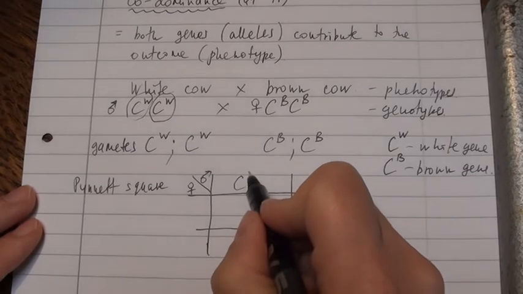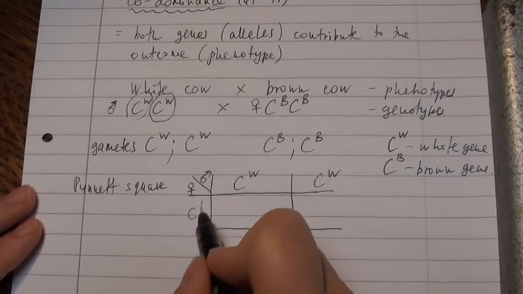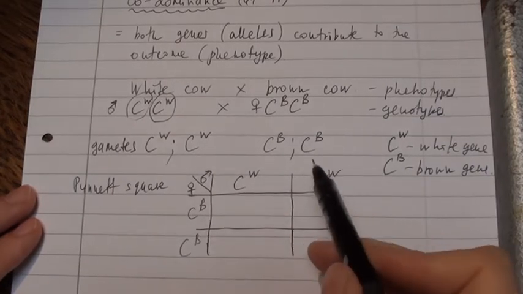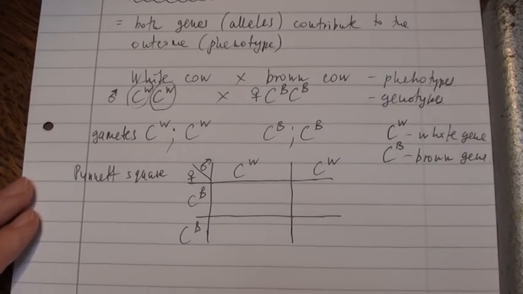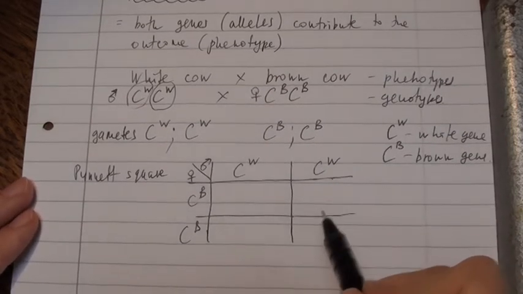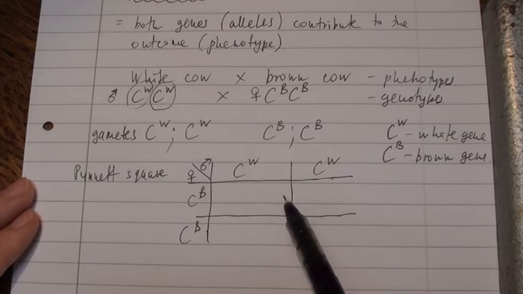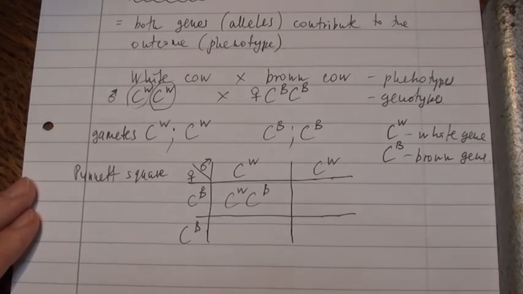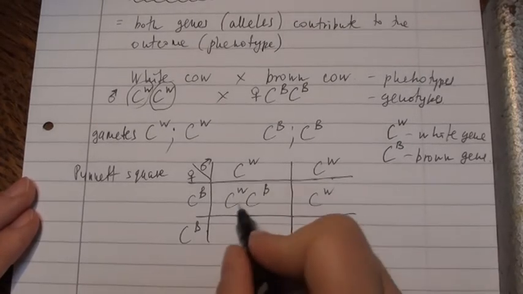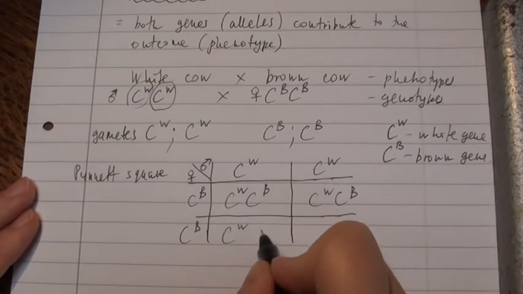So CW, CW for the 2 male gametes, CB, CB for the 2 female gametes, and then all I'm going to do is just combine the 2 together, right? Because both of them are going to contribute equally, it doesn't really matter in which order you write them. That's pretty much your choice. So I'm going to start with CW and then write CB, okay? But I could have done it the other way around, so that doesn't really matter. Okay, so here you go.